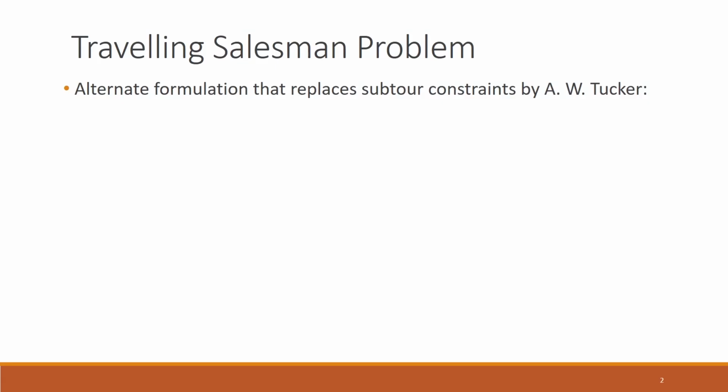So, in the last lecture we were discussing an optimization formulation for the traveling salesman problem. In that we had seen that there were a set of constraints called subtour elimination constraints, and the number of such constraints could be exponentially high in terms of the size of the problem. And therefore, in this lecture we will be looking at an alternate formulation for the traveling salesman problem.